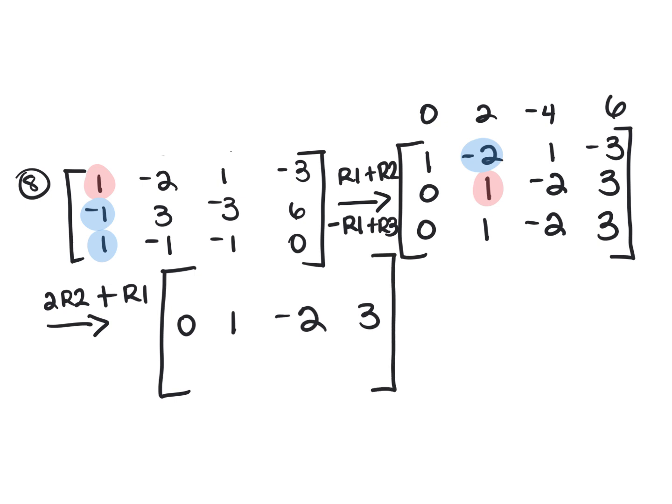Now I take the top numbers and add them to row 1. So 0 plus 1 is 1. -2 plus 2 is 0. I have 1 minus 4, or -4 plus 1 is -3, and then 6 minus 3 is 3. So now we are looking at creating a 0 here. So erase those numbers up above.